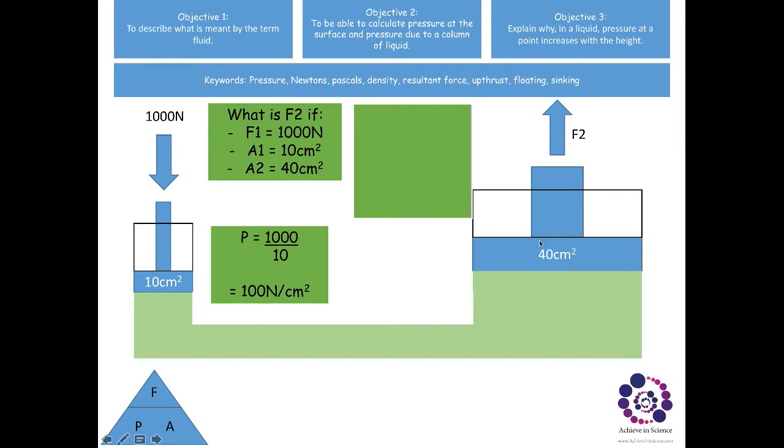This means that on piston 2 the same amount of pressure is exerted. Therefore we now know the pressure and we know the area, which means we can now plug that all into our equation. We can therefore now rearrange this equation. If we divide the force by 40, that means if we multiply the pressure by 40, we can work out the force F2. So 100 times by 40 gives you an answer of 4000 newtons. As you can see, 1000 newtons has increased to 4000 newtons. This is therefore an example of a force multiplier. This could be used within the braking system of a car.